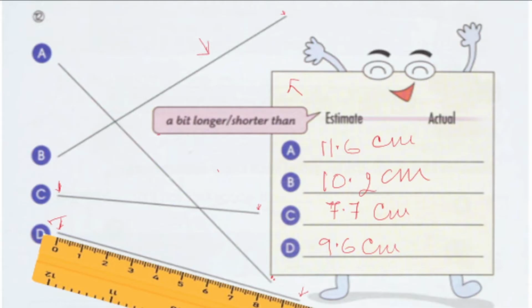So we had to take two types of measurements, estimated and actual, but I have taken the actual measurements. So when you try your exercise, you just estimate the length of the line and then you actually measure with a scale in your book. So you will find the same length which I have mentioned here. A is 11.6 centimeter, B is 10.2 centimeter, C is 7.7 centimeter, and D is 9.6 centimeter. Right?